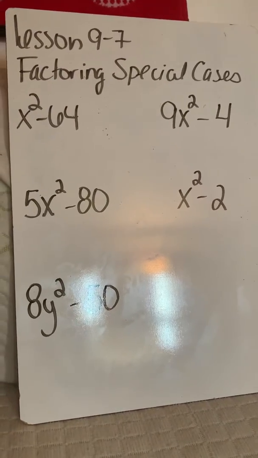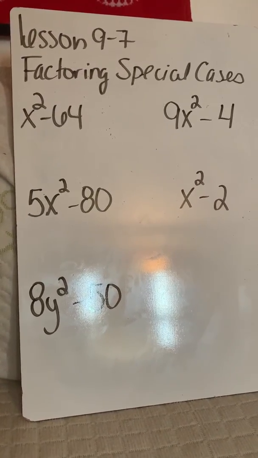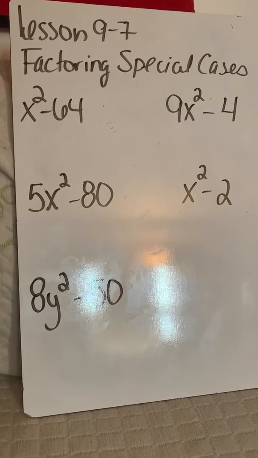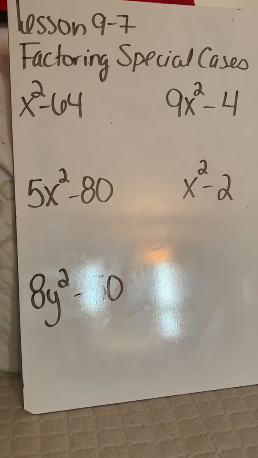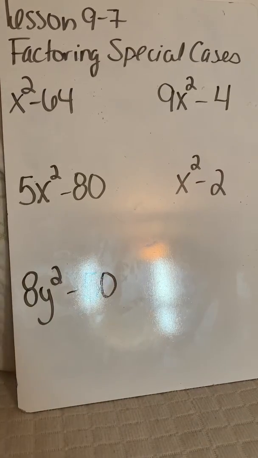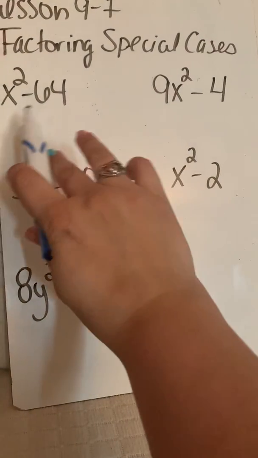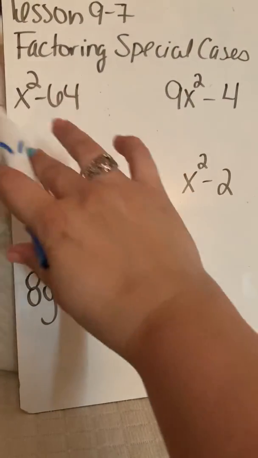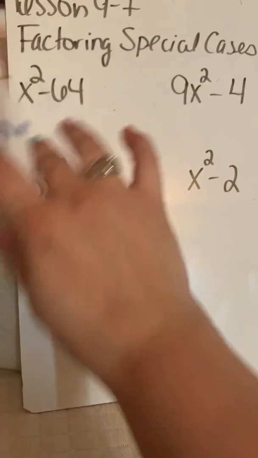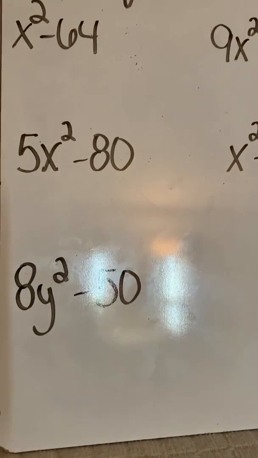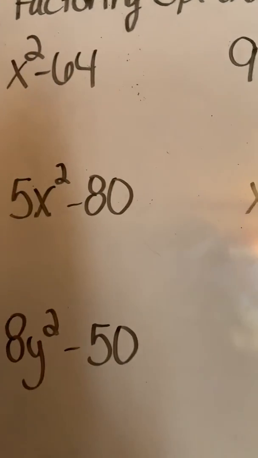Algebra 1. Today we're looking at lesson 9-7, where we are now factoring special cases. We have two different types of special case polynomials. We have difference of squares, where you're dealing with a binomial, and each one has perfect square roots. And then we'll be dealing with perfect square trinomials as well.